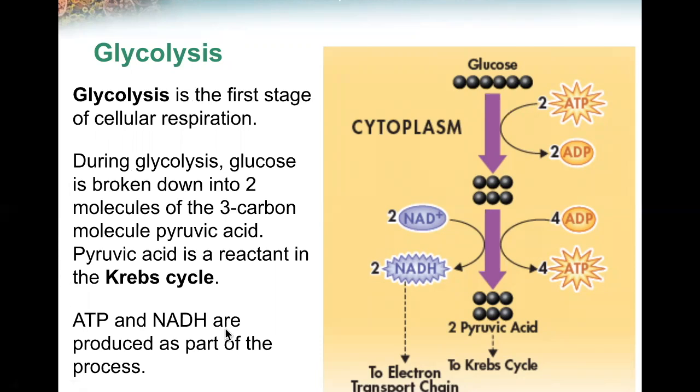During glycolysis, ATP and NADH are produced as part of the process. In this case, 2 ATPs are used and ADP is a result, but then in the second portion, 4 ADP are used to produce 4 ATP, a net gain of 2 ATP. Here, 2 NAD plus are converted into NADH, a more powerful, higher form. That's sent on to the electron transport chain we'll talk about. The 2 pyruvic acids are sent to the Krebs cycle, the next cycle out of 3.